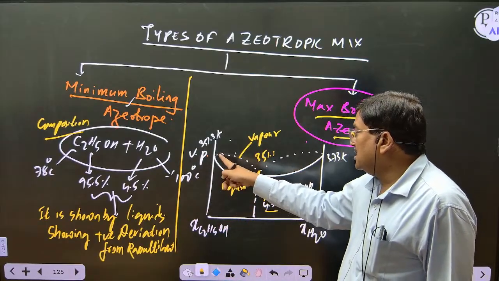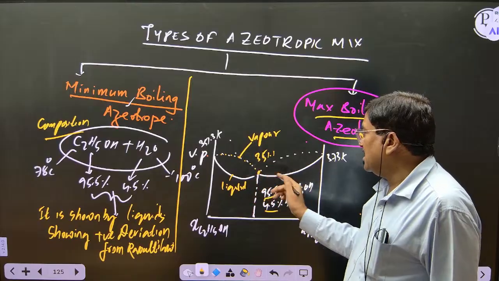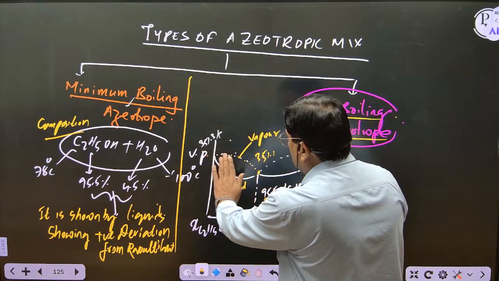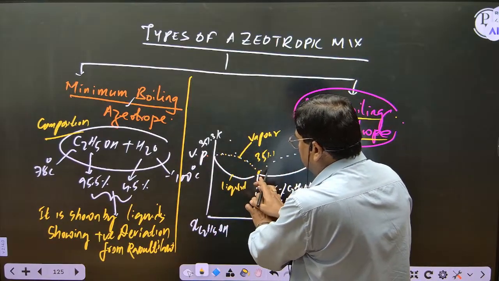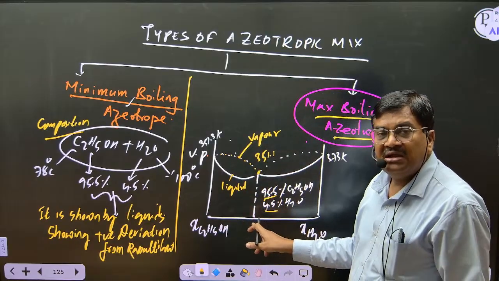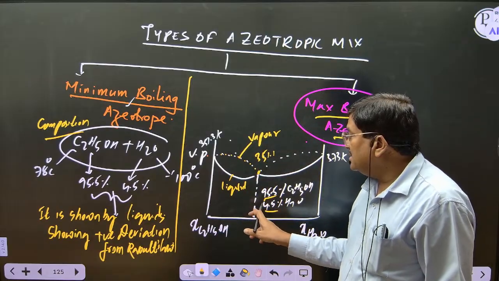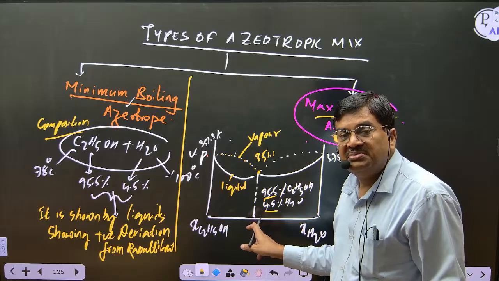After that, draw this graph. The dotted line indicates the vapor phase. Till this point we cannot separate. As this point is approached, both the liquids will distill at a time. And that mixture we call the azeotropic mixture.